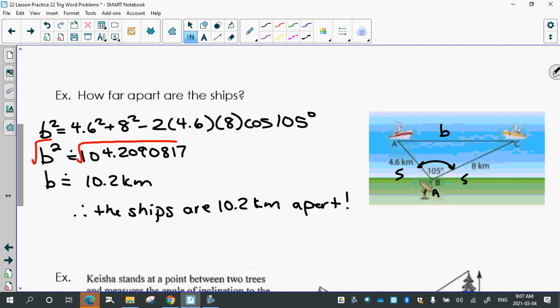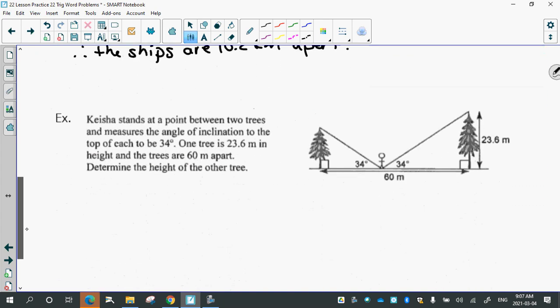Everybody okay with that one? The calculator. Right, the next one.